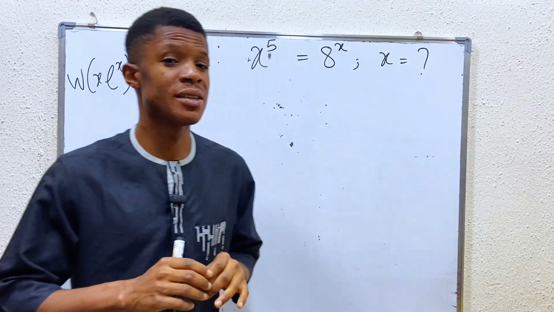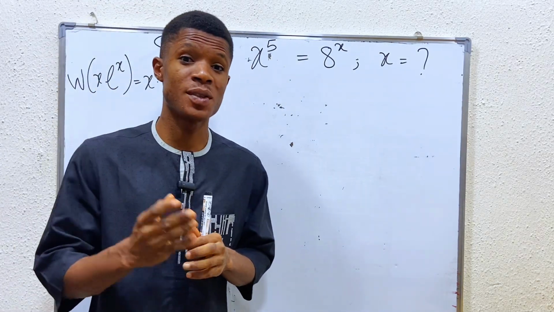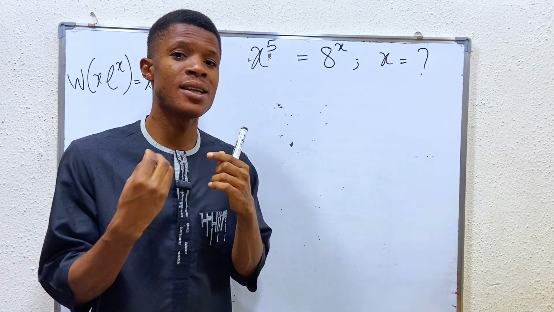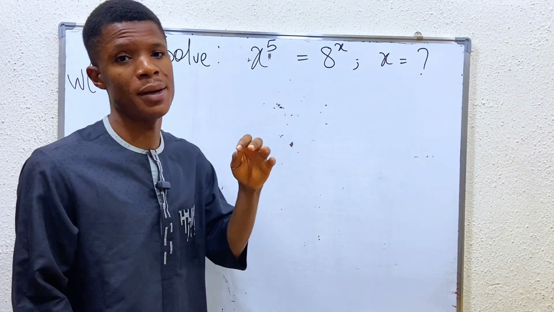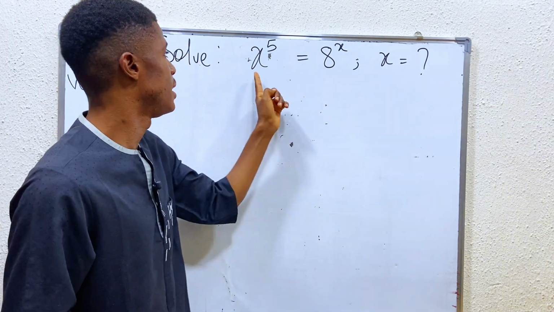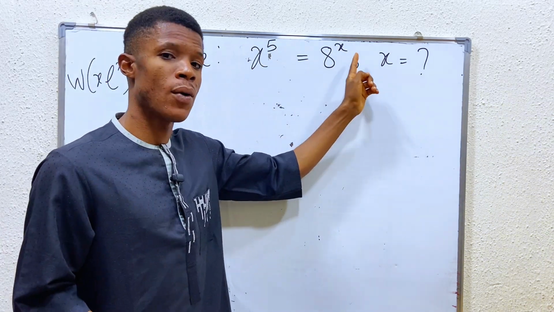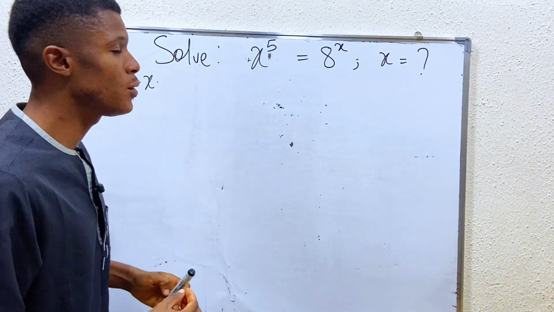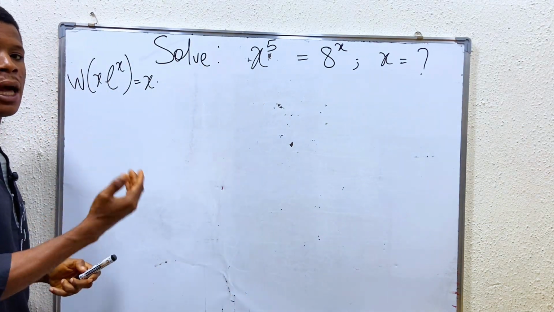This question looks very simple, but even top students always find it difficult. So let me take you through a step-by-step method of solving this problem. In this problem, we are trying to find the value of x in x^5 = 8^x. To solve this, we make use of a very unique function called the Lambert W function.